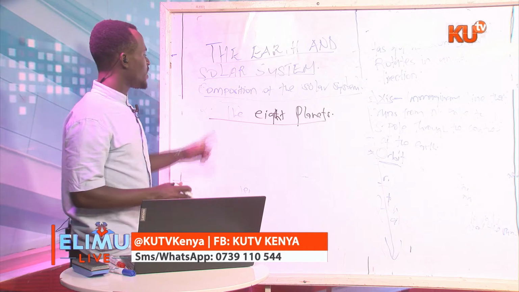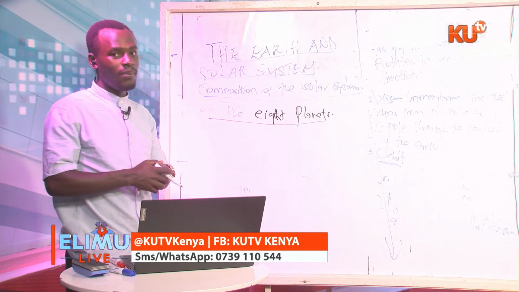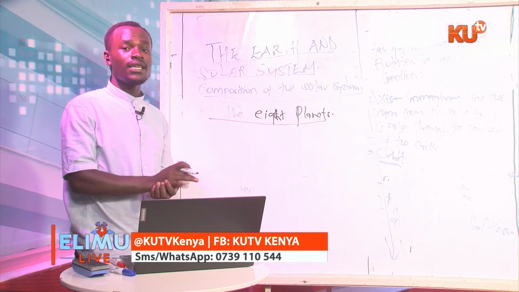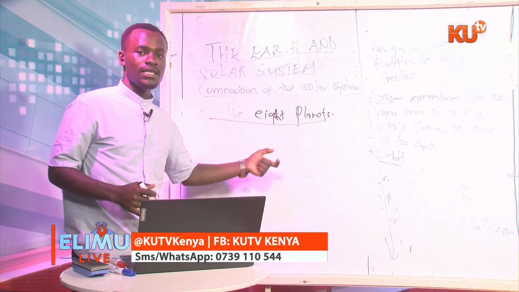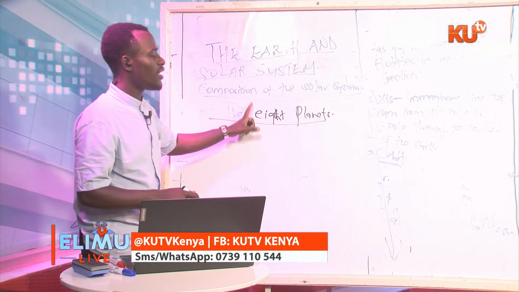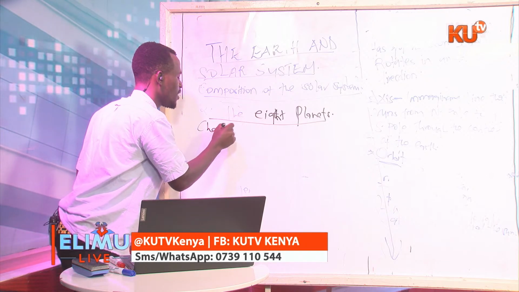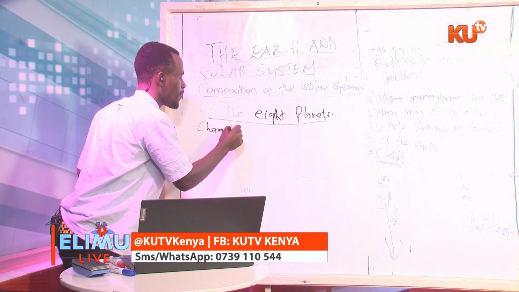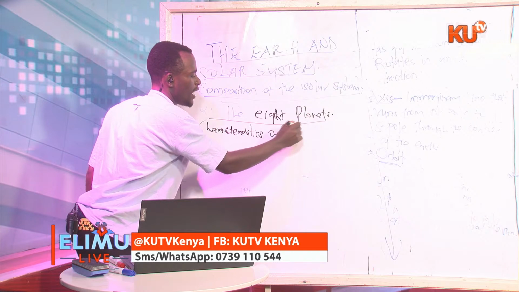Some books say that we have 9 planets. However, the last planet, that was Pluto, was disqualified as one of the planets because it exhibited different characteristics from the planets. Now, let's look at the characteristics of planets.